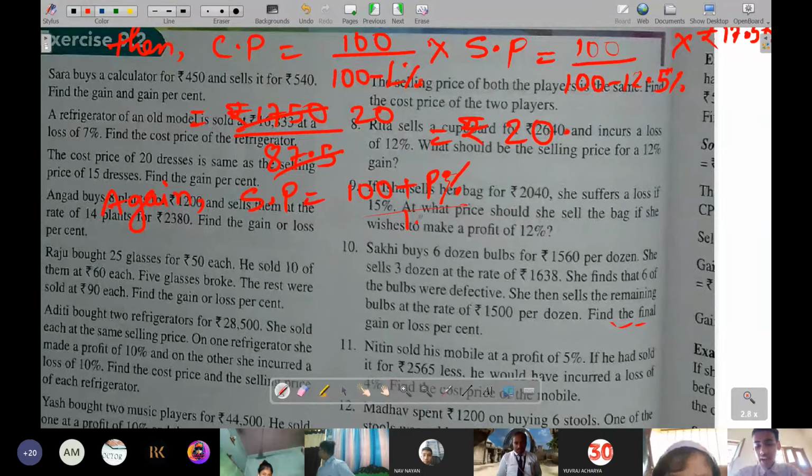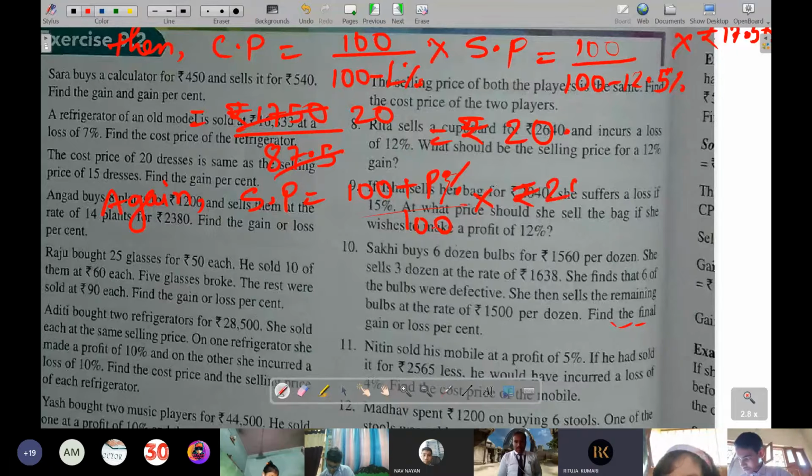The answer will come, I think, 24. Did the answer match? No, sir. My answer is also 24, but it did not match. What is the answer in the answer key? My answer is also 24 only, but the answer did not match.